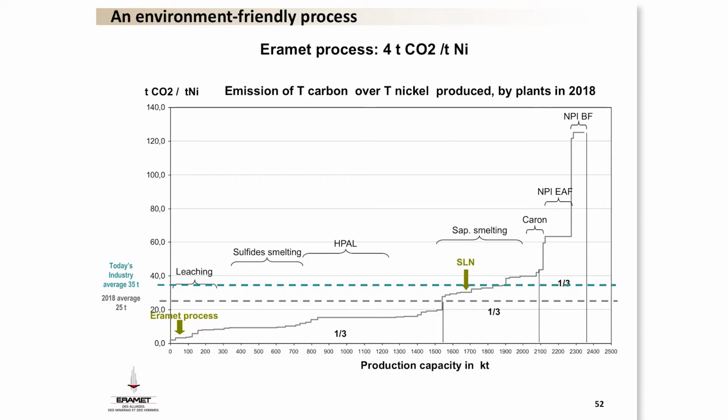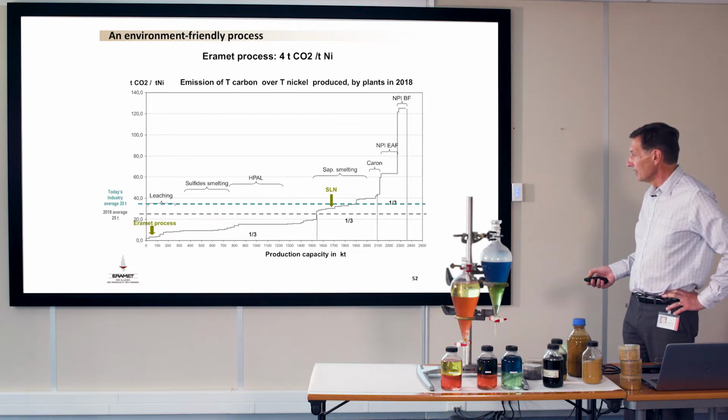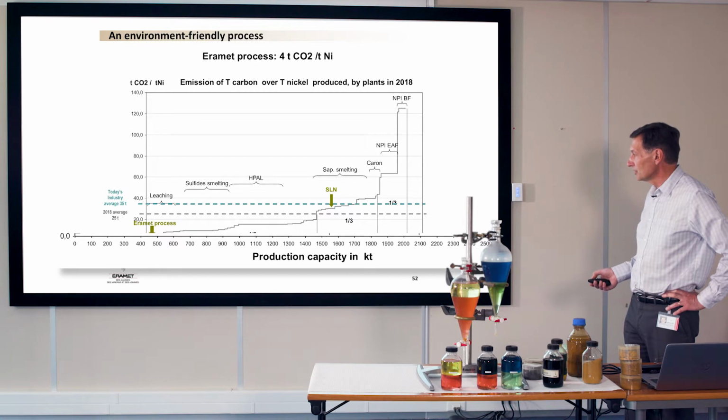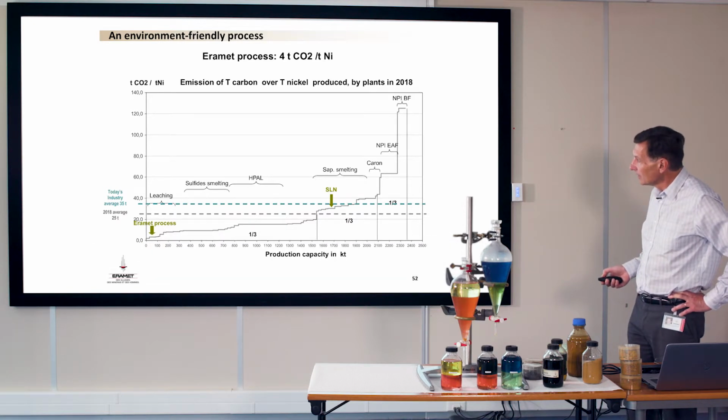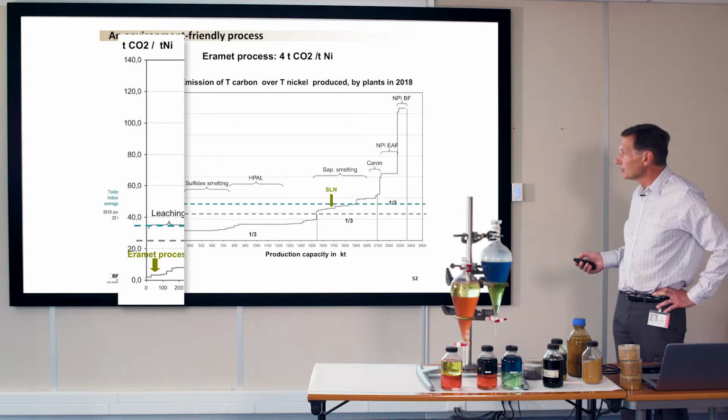For the CO2 emission, we have compared different processes. This comparison is put in this diagram with the production capacity of each plant. You see each bar corresponds to one specific plant, and the CO2 emission in ton of CO2 per ton of nickel.